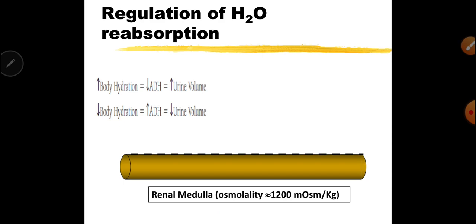Now we will talk about the function of ADH hormone, that is called antidiuretic hormone. This hormone is very important to control water level in the blood.